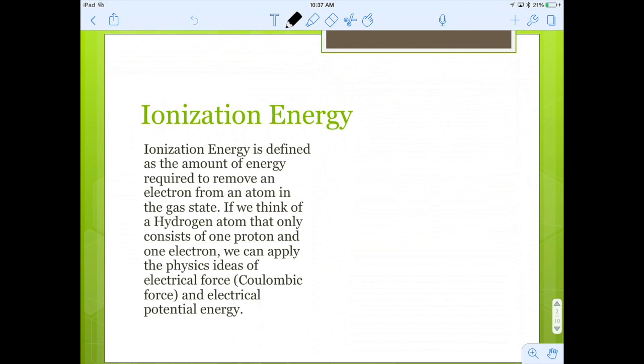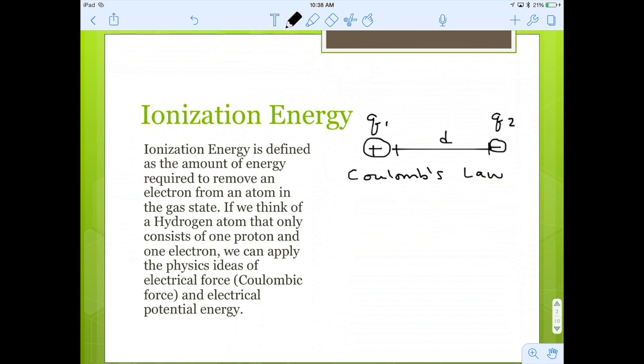state. If we think of the hydrogen atom that only consists of one proton and one electron, we can apply the physics ideas of electrical force or Coulombic force and electrical potential energy. In our formula, we'll designate a proton as Q1 and an electron as Q2, and the distance between them as d.